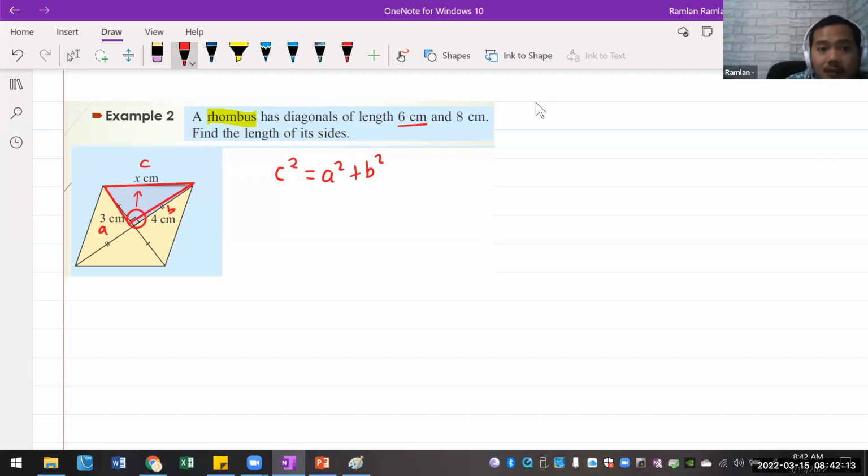Okay, so plug in all of the numbers. The C will be X, so it will be X squared, and then A is going to be 3, so it's going to be 3 squared. And the B is going to be 4 squared. Okay, so the calculation is very easy because we have integers, right?